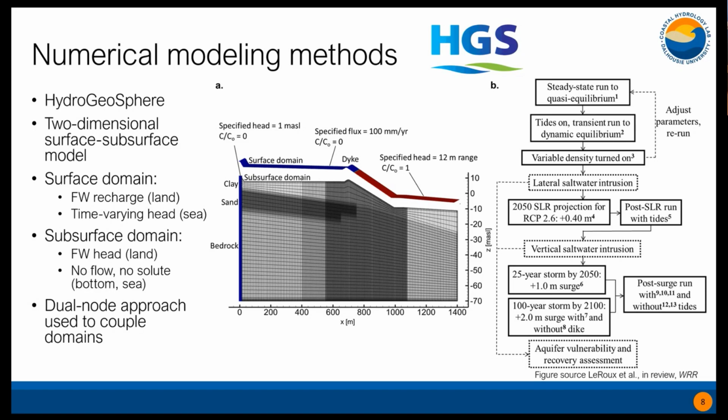And to assess the impacts of vertical saltwater intrusion, we ran three different surge scenarios. So we ran a 1 meter surge, a 2 meter surge, and a 2 meter surge with the dike removed. And these surge events were run for 2 hours, superimposed on high tide. And then following the surge event, we returned the boundary to the regular megatidal oscillation. And then following the saltwater intrusion simulations, we ultimately wanted to assess the aquifer vulnerability and recovery following these events.